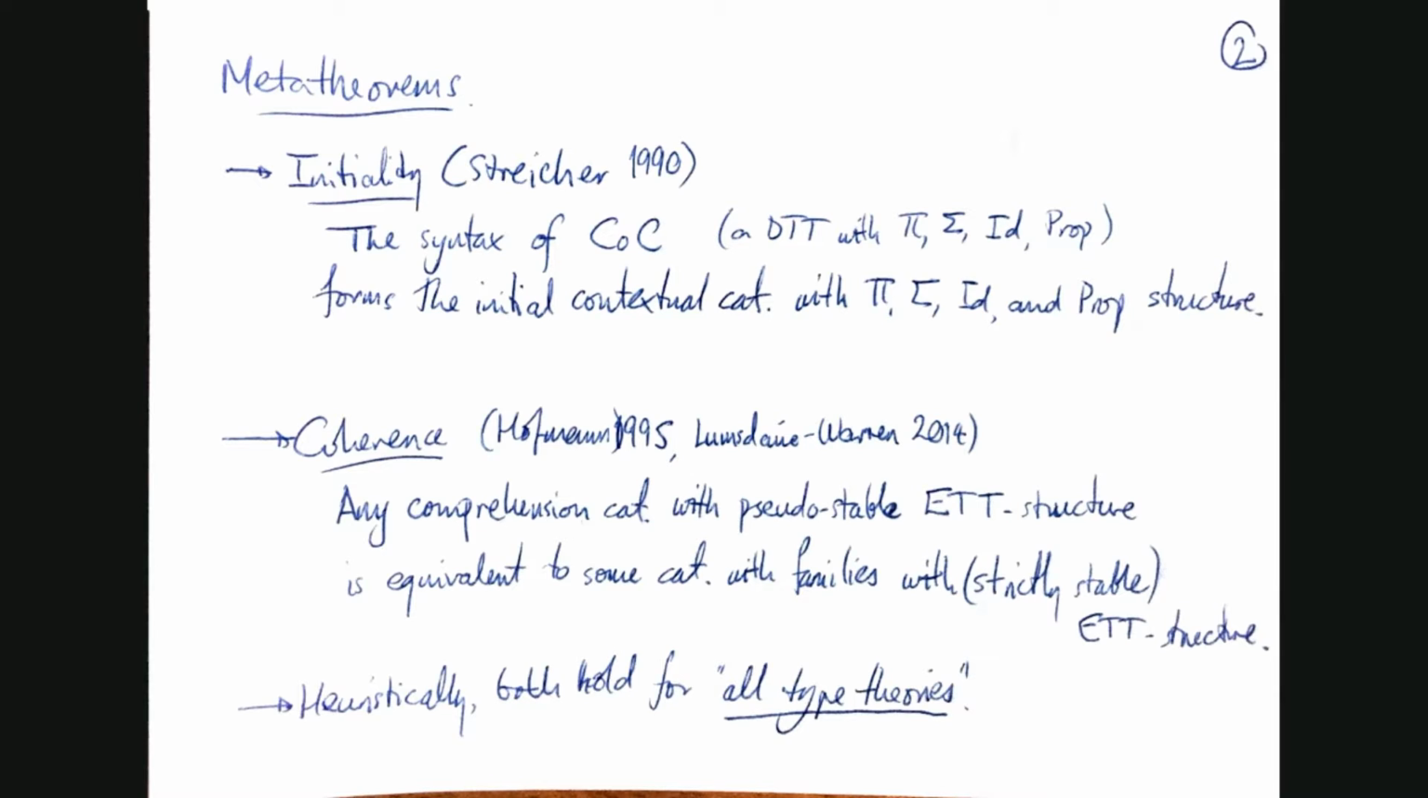And then the comprehension category with the pseudo-stable structure is a slightly too categorically weakened version of this. It's something where certain equations that in the strict version hold on the nose, in the weak version they hold up to isomorphism. And so this theorem again is very useful for constructing models of these dependent type theories.